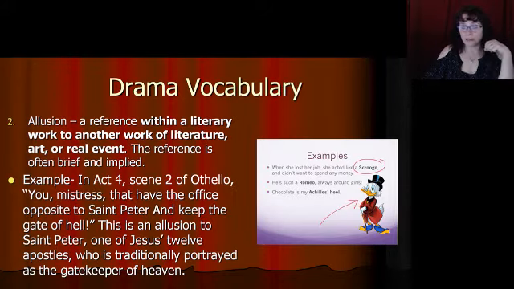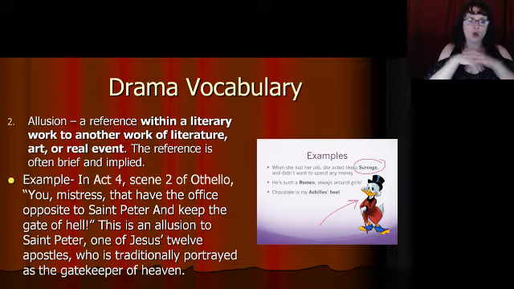An allusion is a reference within a literary work to another work of literature, art, or real event. The reference is often brief and implied. An example, in Act 4, Scene 2 of Othello: "You, mistress, that have the office opposite to St. Peter, and keep the gate of hell."